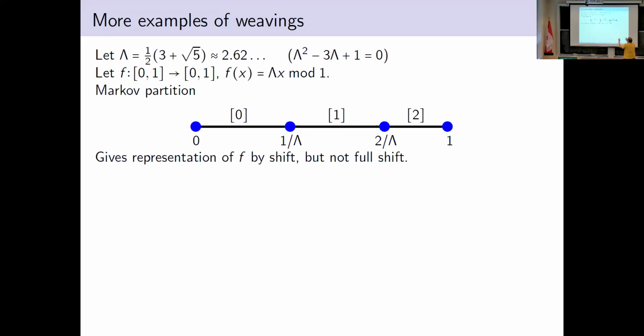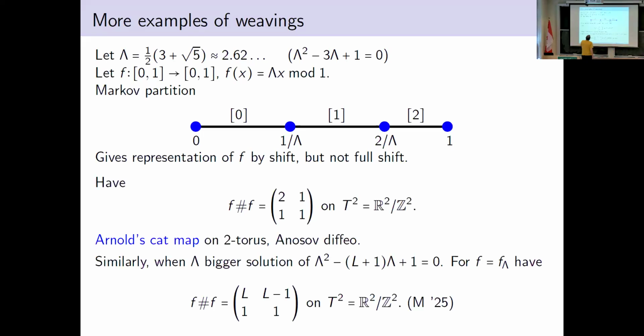I mean, again, right? I just map them and I see how they're subdivided, and that's it. I don't need anything else. It's not a shift of finite type.